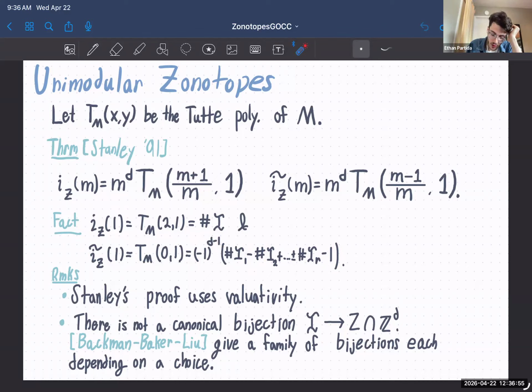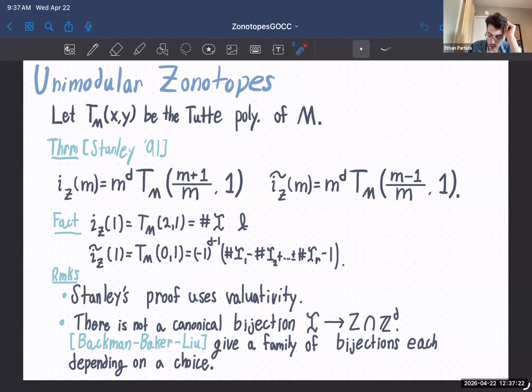Okay. And I just wanted to remark that Stanley's proof uses the valuativity property for splitting up a polytope and checking how many lattice points it has. And it's not a canonical bijection between the set I, which has size equal to the number of lattice points for the zonotope Z.